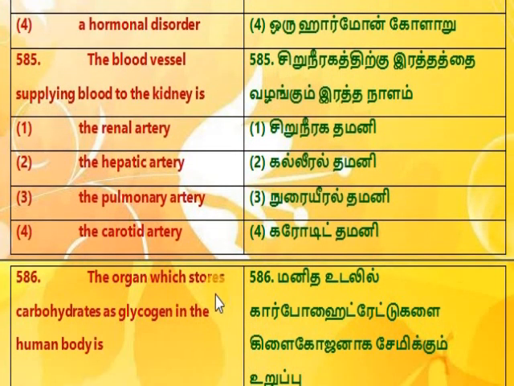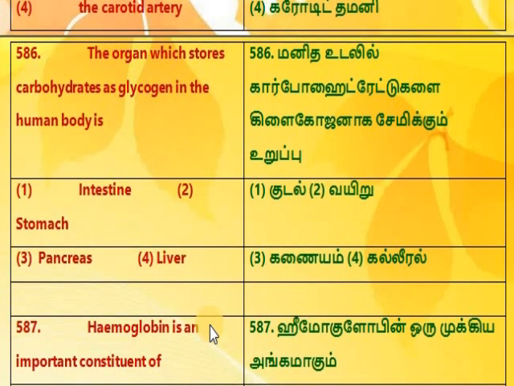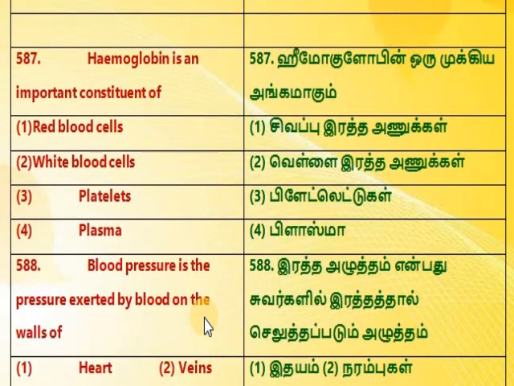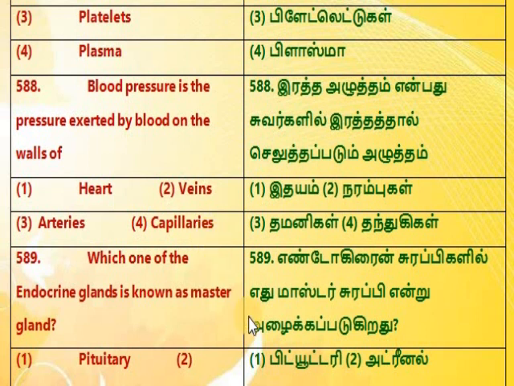585. The blood vessel supplying blood to the kidney is: 1. The renal artery, 2. The hepatic artery, 3. The pulmonary artery, 4. The carotid artery. 586. The organ which stores carbohydrates as glycogen in the human body is: 1. Intestine, 2. Stomach, 3. Pancreas, 4. Liver. 587. Hemoglobin is an important constituent of: 1. Red blood cells, 2. White blood cells, 3. Platelets, 4. Plasma. 588. Blood pressure is the pressure exerted by blood on the walls of: 1. Heart, 2. Veins, 3. Arteries, 4. Capillaries.